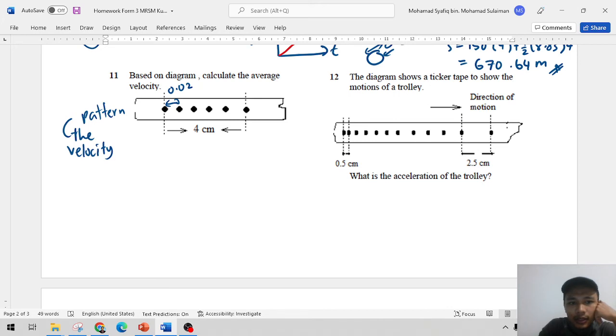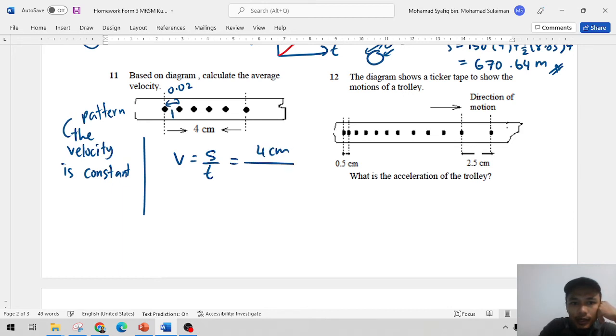Okay, so in here the velocity is constant because the separation, the length between the dots, is the same. So the object is moving at constant velocity. So how do we calculate the velocity? It is equal to distance or displacement over time. So the distance is 4 cm and time we have 1, 2, 3, 4, 5, so it is 0.02 times 5 seconds.